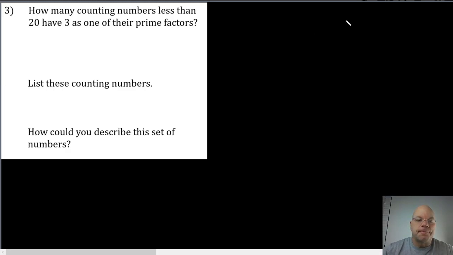Problem 3 asks, how many counting numbers less than 20 have 3 as one of their prime factors? Since this is a reasonably small number, maybe we'll just list the counting numbers less than 20. Counting numbers start with 1, like if you're counting on your fingers. 1, 2, 3, 4, 5, 6. Why am I saying them out loud? They're pretty obvious.